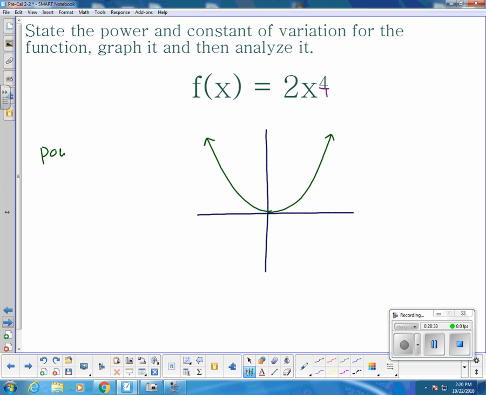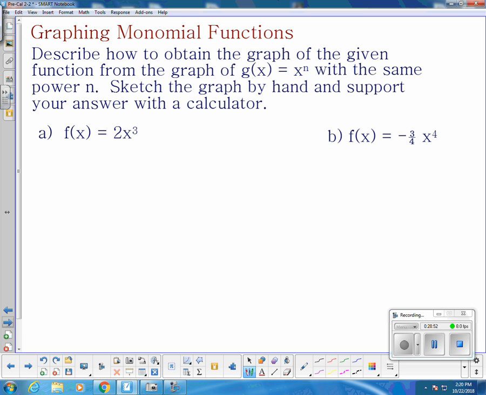All right, what is the power? This is a quiz question. What is the power here? 4. What is the constant of variation? 2. Don't get that question wrong on the quiz, please. Okay. Think you're good? Let's just look at these real quick.